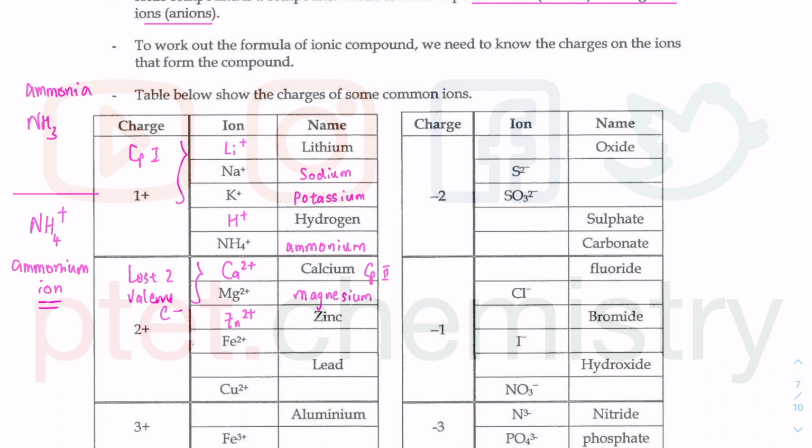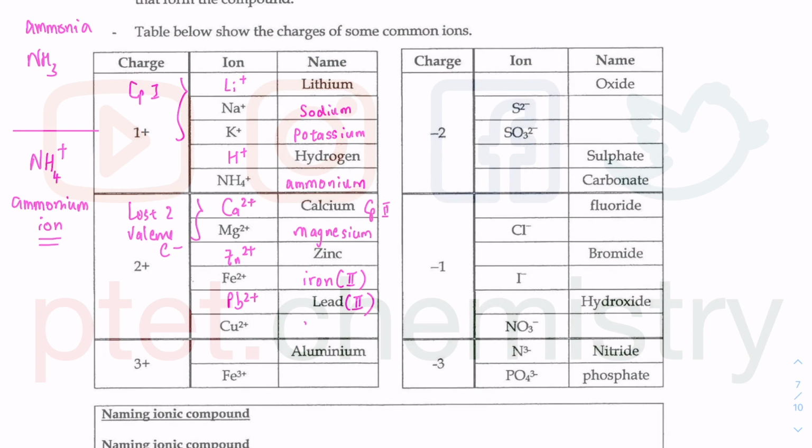So, yeah. This thing is iron. This is pronounced as iron bracket 2, because it's iron 2. And this thing will be lead 2, so you should really put down a Roman numeral 2 next to your name, because remember back in the last lecture tutorial, the number in the Roman numeral in this bracket represents the charge and therefore the valency of that particular atom or element. This is called copper 2. Copper is element number 29 in the periodic table.